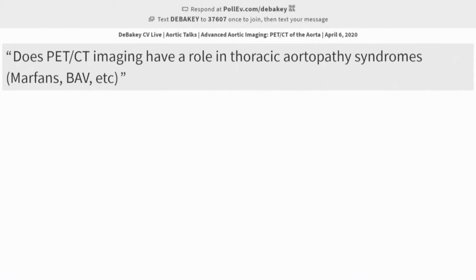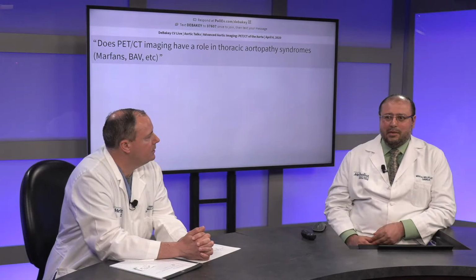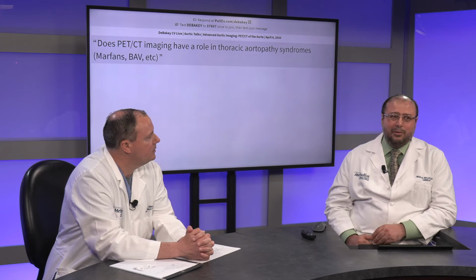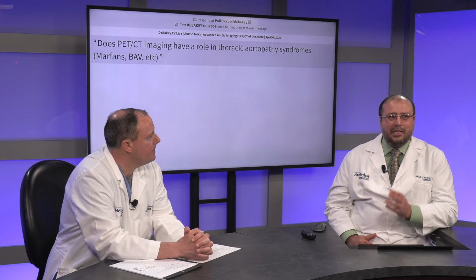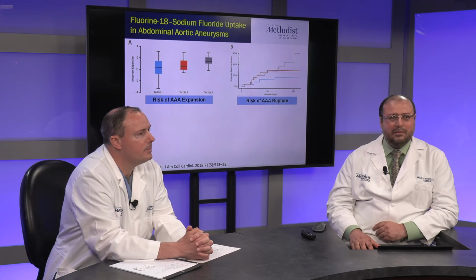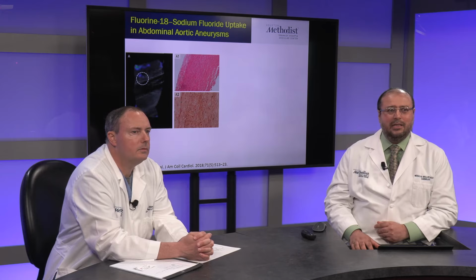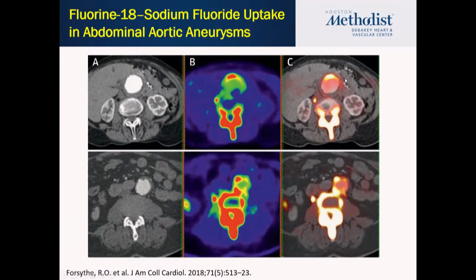Gotcha. So we have a second question. The question is, does PET-CT imaging have a role in thoracic aortopathy syndromes such as Marfan's, bicuspid aortopathy with a bicuspid valve, etc.? That's a good question, and this is one study we are looking at. I know that there is one center, also the Edinburgh group, that looked at it in abstract forms. And again, what we showed just now for the abdominal aortic aneurysms, these uptakes that you see in these patients, are not potentially specific to the abdominal aortic aneurysm. They can be potentially seen in others.